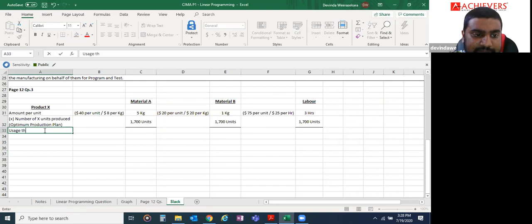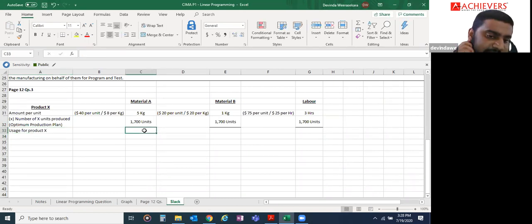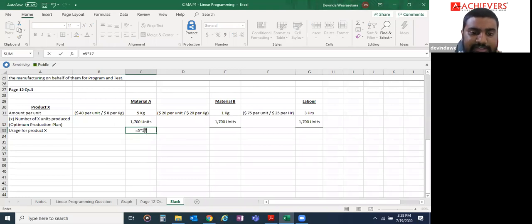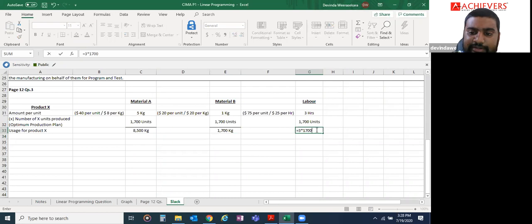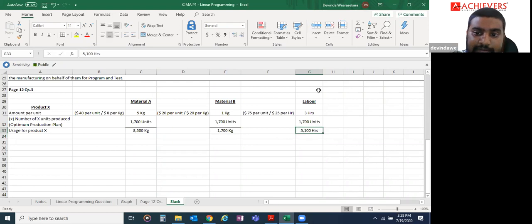Now this will tell us the usage for product X. So material A, 5 kilos per unit into 1700 units, 8500 kilos. Material B, 1 kilo per unit into 1700 units, 1700 kilos. Labor, 3 hours per unit into 1700 units, 5100 hours. Clear? Right. So this is the usage for X.